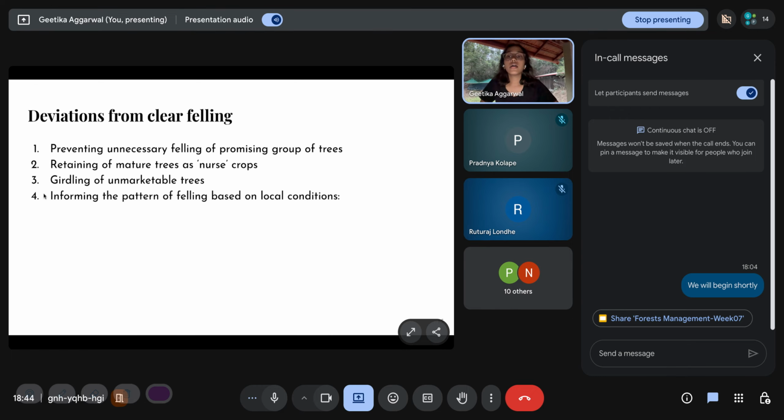Next, you can design the pattern of felling based on the local conditions. Where you carry out clear felling can be based on the local conditions of your stand. You can take it out in progressive strips, so you clear one strip, then you go to the next strip and clear that strip. You do not clear the entire stand, you clear it strip by strip, right?